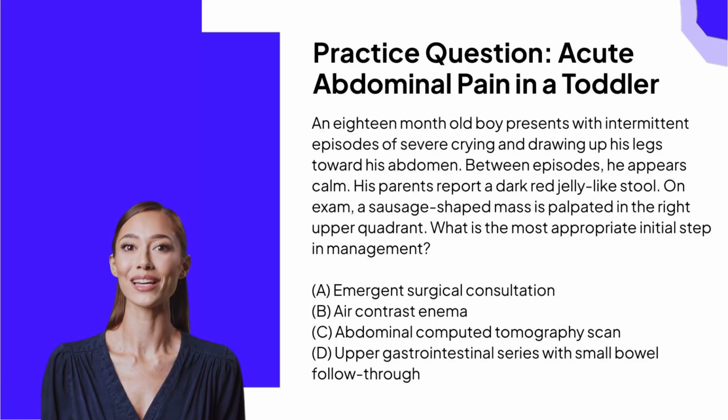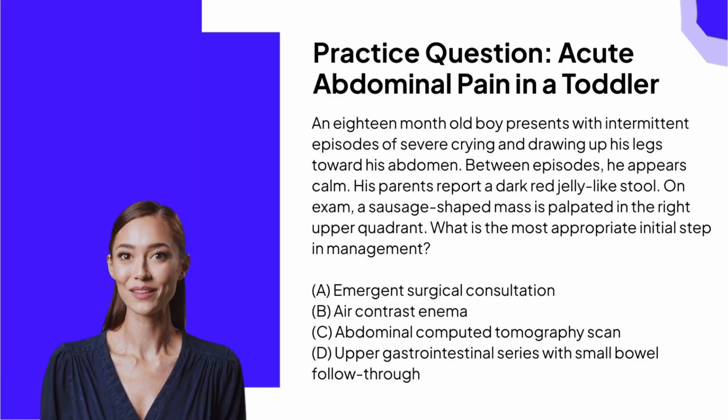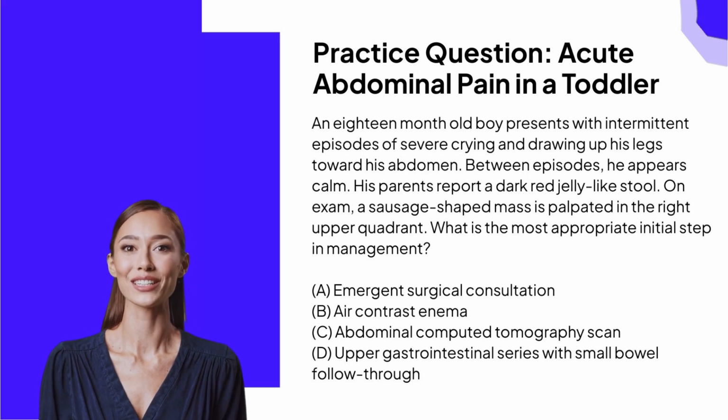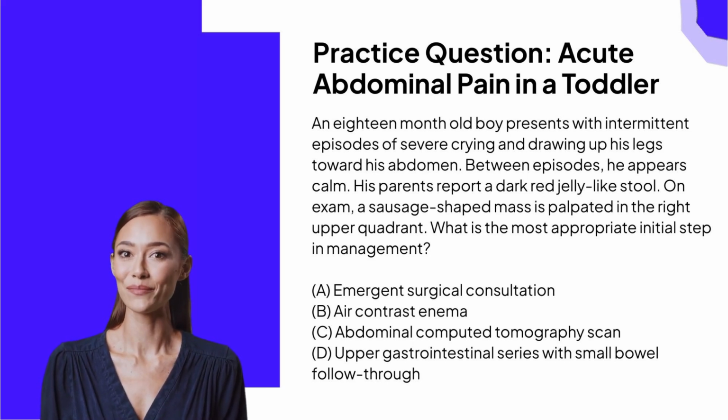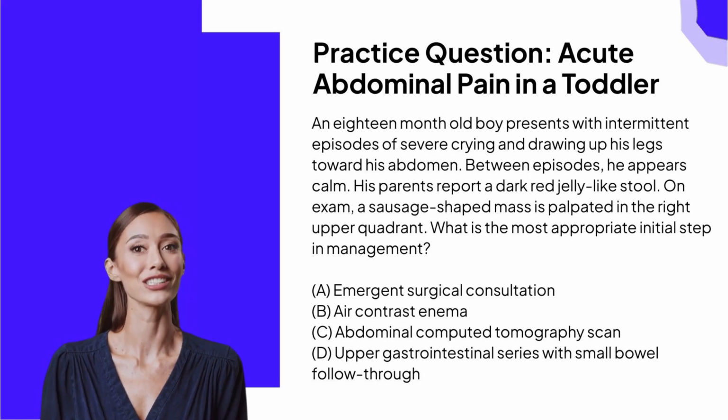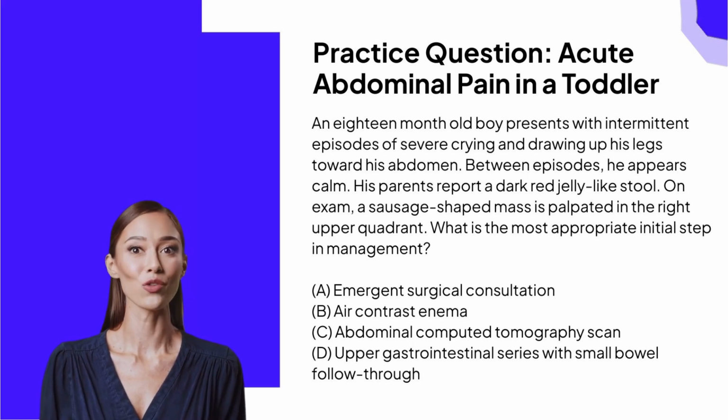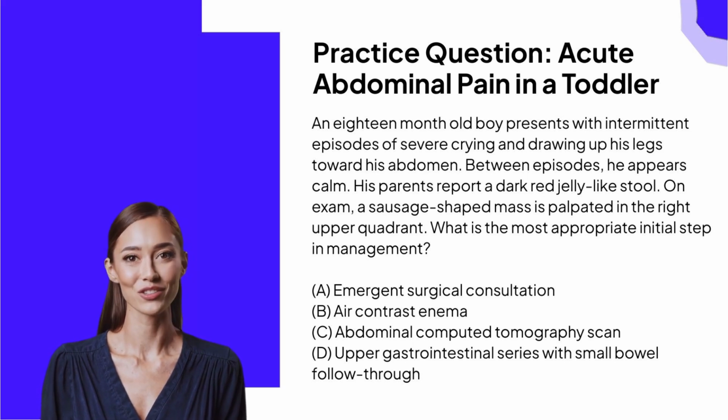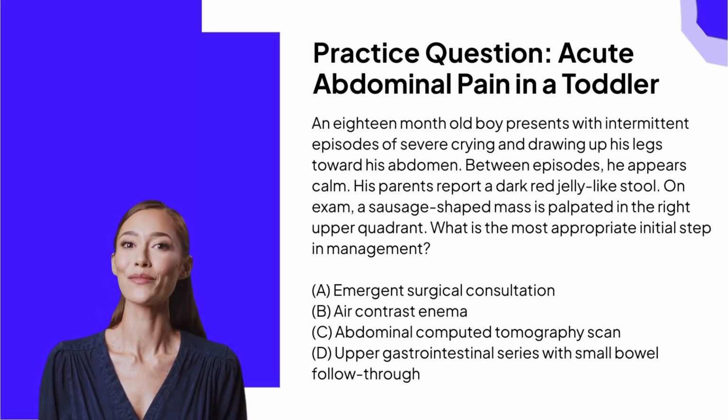Here is our third practice question. An 18-month-old boy presents with intermittent episodes of severe crying and drawing up his legs toward his abdomen. Between episodes, he appears calm. His parents report a dark red, jelly-like stool. On exam, a sausage-shaped mass is felt in the right upper quadrant. What is the most appropriate initial step in management?